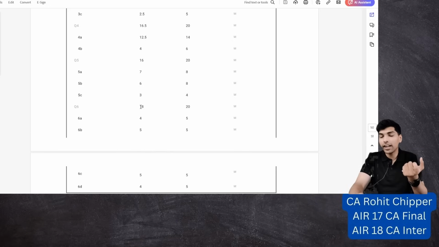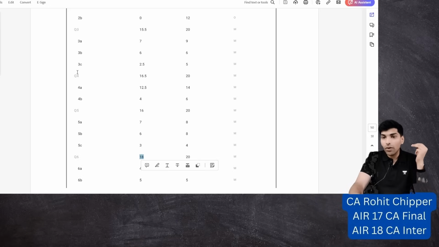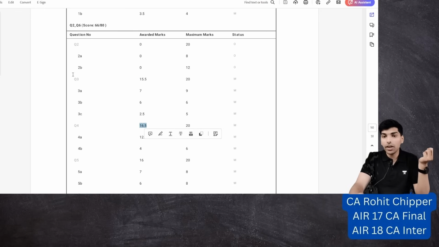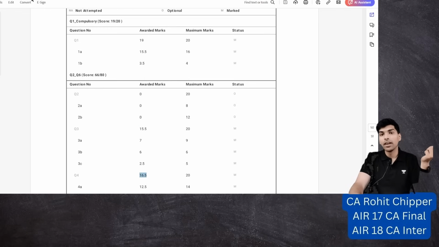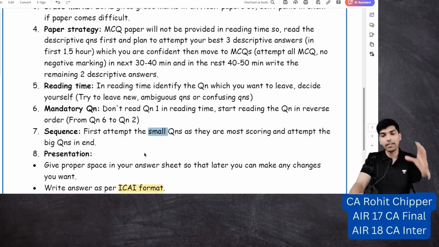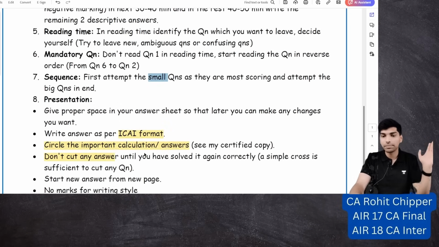So here I got 18 marks. Then in question 5, which has three parts, I secured 16. Question 4, which has two parts only, I secured 16.5. Similarly, you can see question number 3 and question number 1. So it is always advisable to start with small questions, then move to the big.